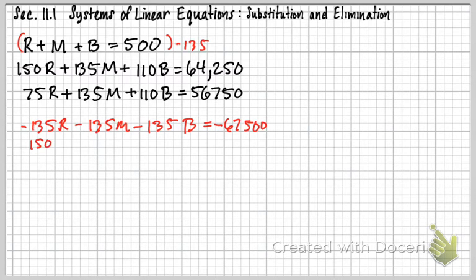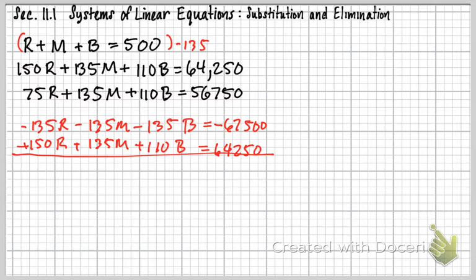And then I'm going to just bring down the next one, the second one. So it's going to be 150R plus 135M plus 110B, and that's going to equal 64,250. And I'm just going to add those together. So then my M's go away.